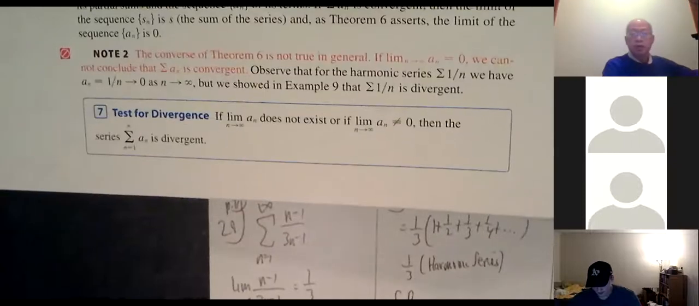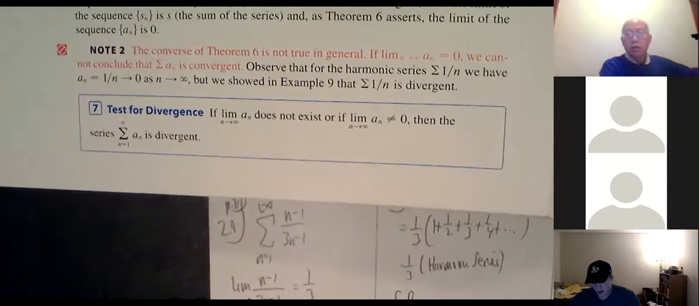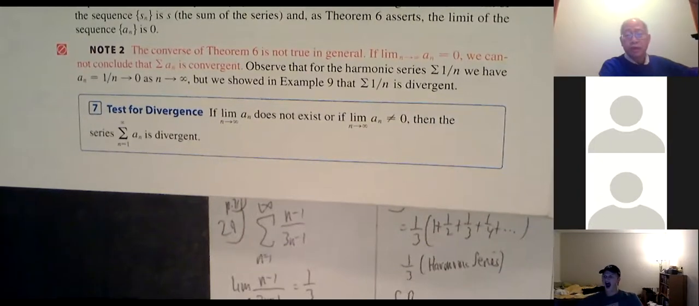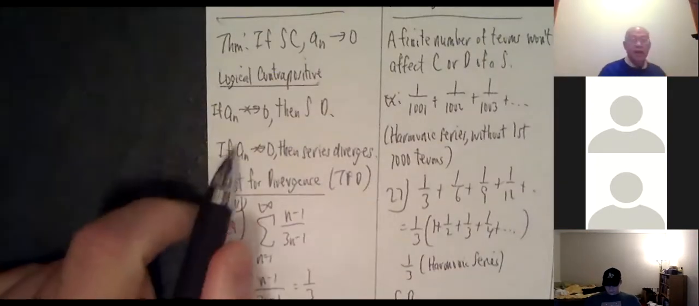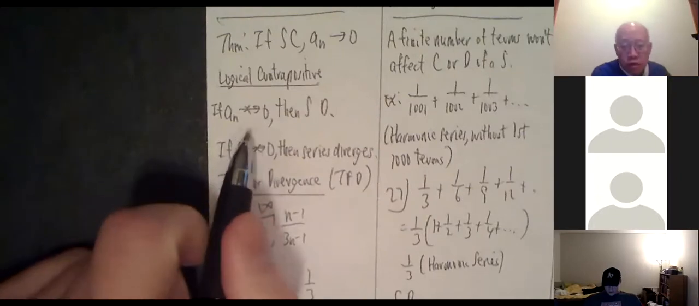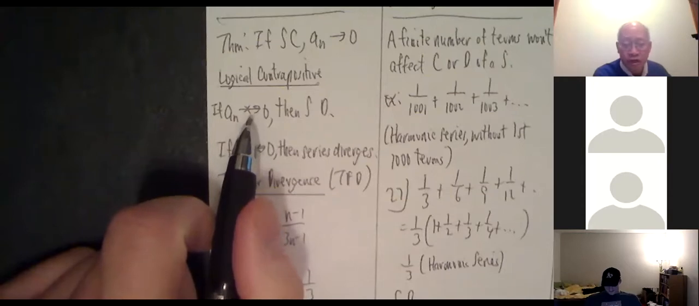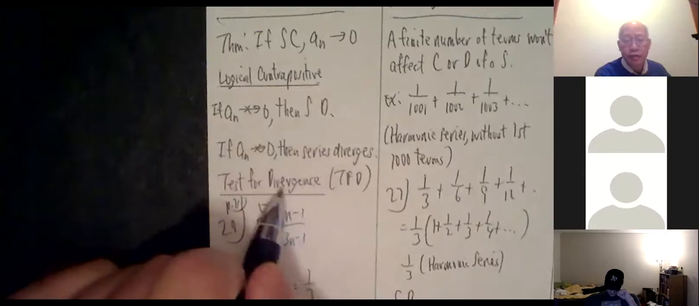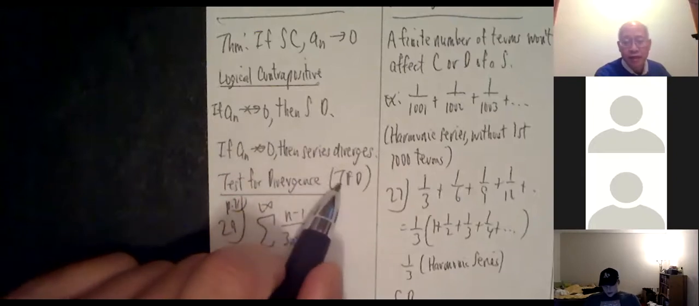Bottom of 713. Test for divergence. If the limit as n approaches infinity of A sub n does not exist, or if the limit as n approaches infinity of A sub n is not 0, the series is divergent. So again, my abbreviation: A sub n does not approach 0. That could mean it approaches another number, or it approaches infinity or negative infinity, or doesn't approach anything. Then the series diverges. That's called the test for divergence. I'll have a lot of abbreviations. That's TFD.